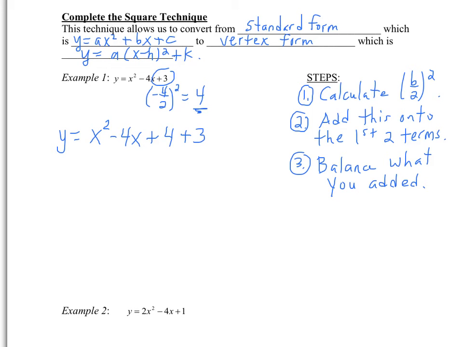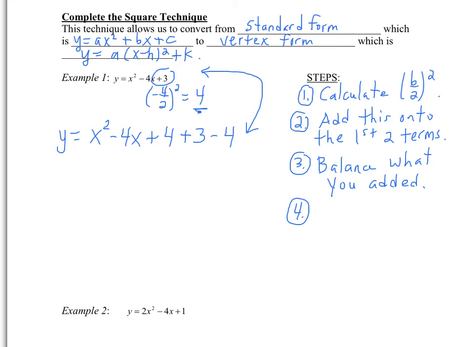In other words, I can't just randomly add 4 onto this equation. I need to subtract 4 to balance out what I did. Notice that if we were to look at this entire new equation that I wrote, it's equivalent to what we started with. I have a plus 4 and I have a minus 4. Okay? So you might be wondering, well, why do we bother to do it then if they're just going to cancel each other? That's a real good question.